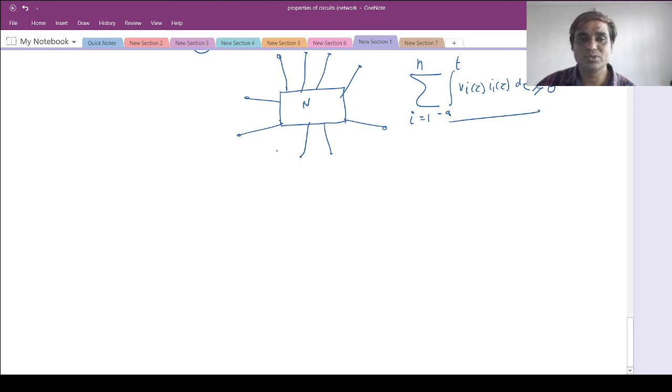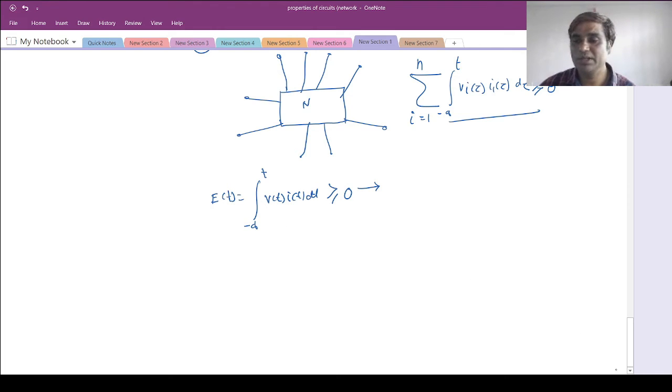So for example, consider the energy delivered to a two-terminal network from minus infinity to plus infinity. This is basically energy only, so let me write it in terms of t. Minus infinity to t, v of t, i of t dt has to be greater than or equal to 0. It should always be non-negative if the network is passive.